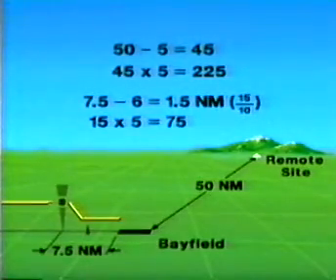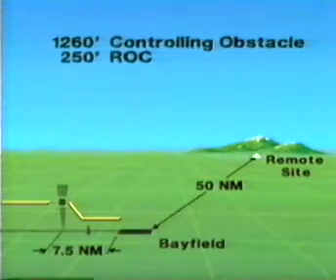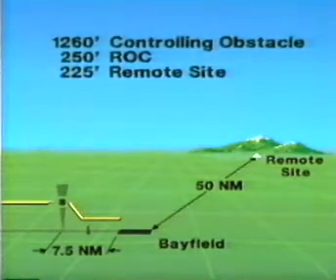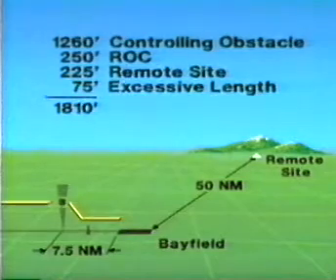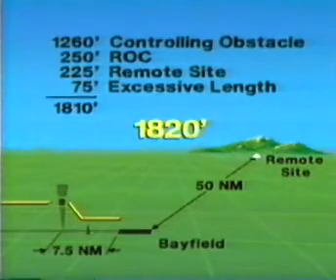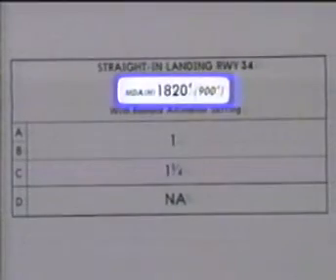Let's review the elements involved. When the controlling obstacle is added to the required obstacle clearance, the remote altimeter site adjustment, and the adjustment for the final approach length, the MDA for this approach to Bayfield becomes 1,810 feet. Again, this value must be rounded up to the nearest 20 feet. As a result, the MDA, which would appear on the source material and later be converted to an approach chart, would be 1,820 feet.